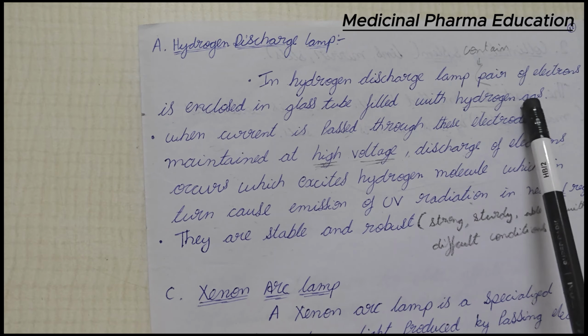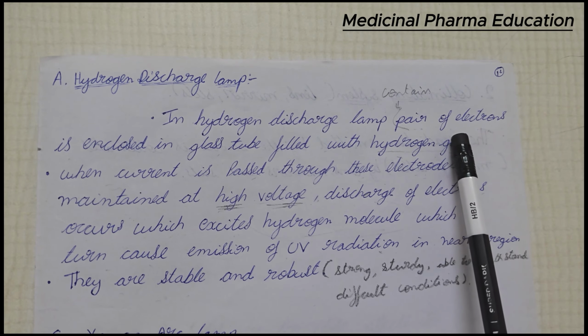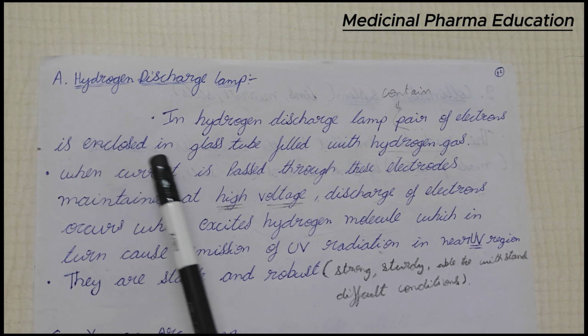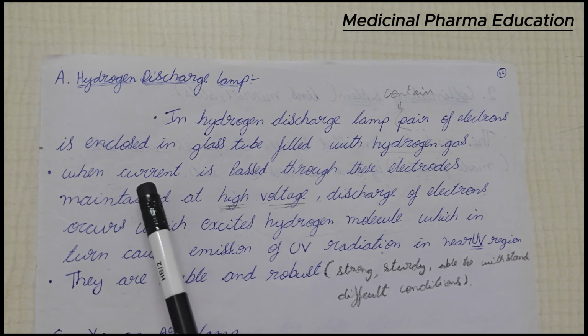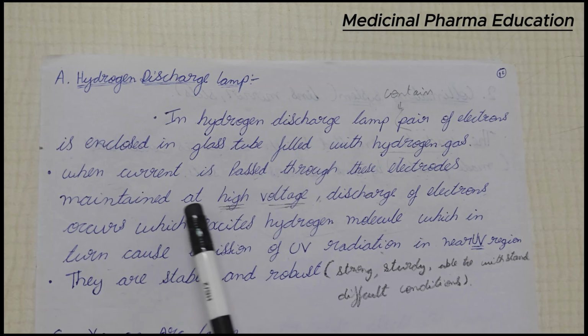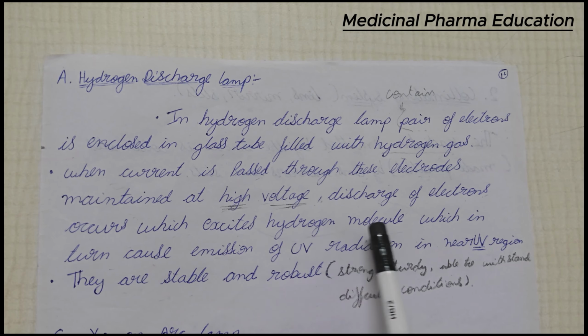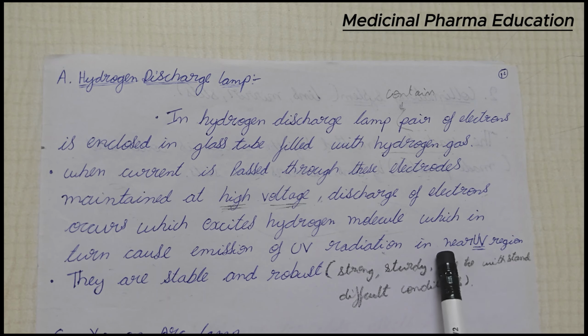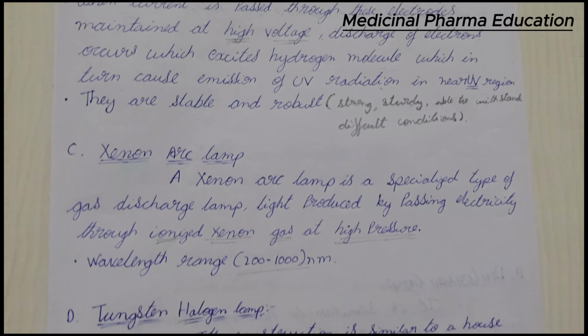See, I already said it contains a pair of electrodes enclosed in the glass tube filled with hydrogen gas. The current is passed through the electrodes maintained at high voltage. The discharge of electrons occurs which excite the hydrogen molecule, which in turn causes the emission of UV radiation in the near UV region. That is the basic concept. I think you have understood it very easily.